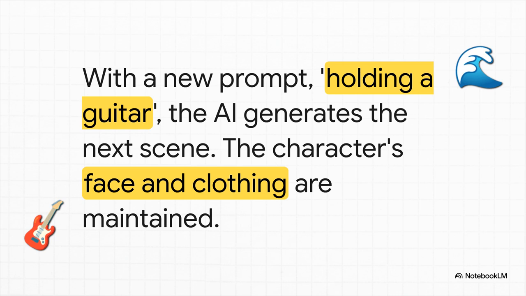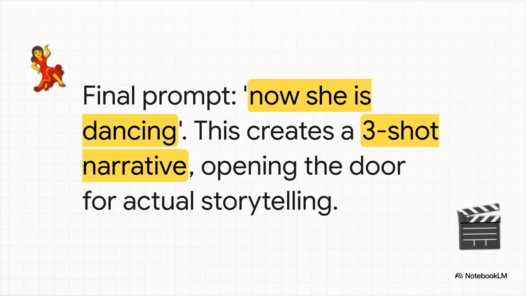Her face, her hair, her dress, her whole vibe is perfectly consistent. And for the last shot, we change the prompt to now she is dancing happily. And just like that, we've made a coherent three-shot story with a character that looks the same the whole way through. This is the feature that really, truly opens the door to actual storytelling with AI.